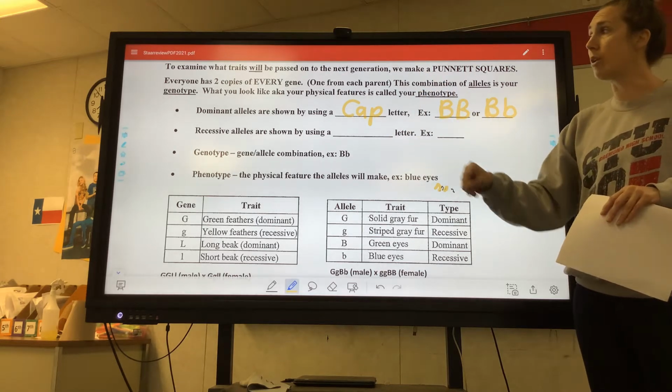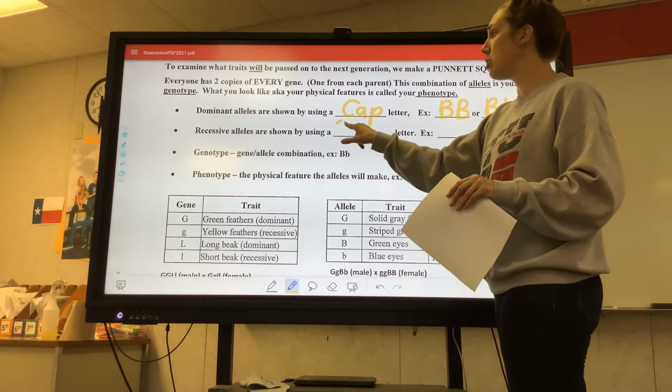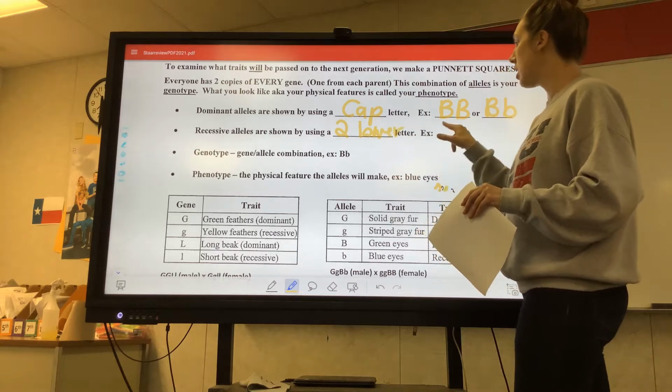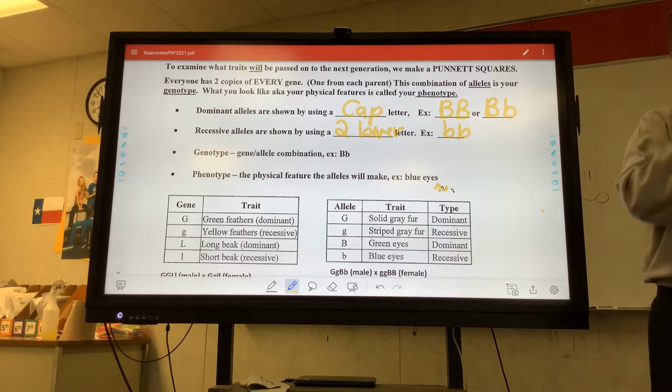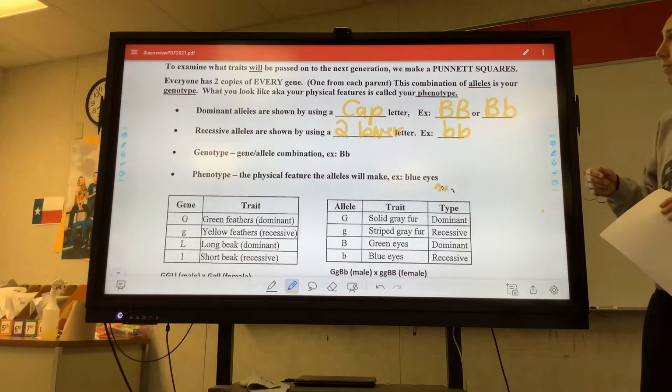Recessive alleles, which are traditionally hidden, are shown by using 2 lowercase letters, such as little b, okay? Because there's no other combination that does not have a dominant allele in it, okay?